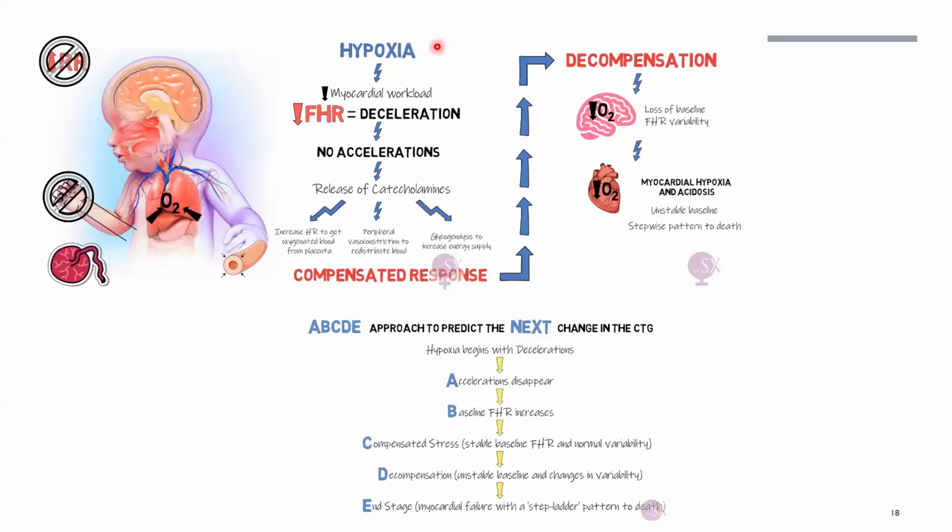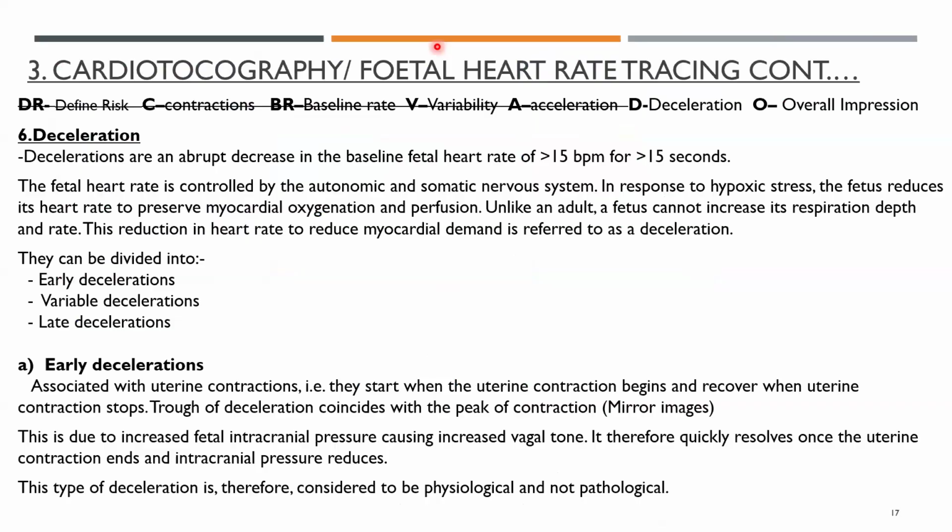So what happens? Hypoxia begins with decelerations as a way of saving on that oxygen. Accelerations disappear to conserve the energy. The baseline fetal heart rate first increases. Then there's compensated stress, there's decompensation. And then at the end, there's end stage, which is the pattern to death. With that, this will make things a bit easier to understand.